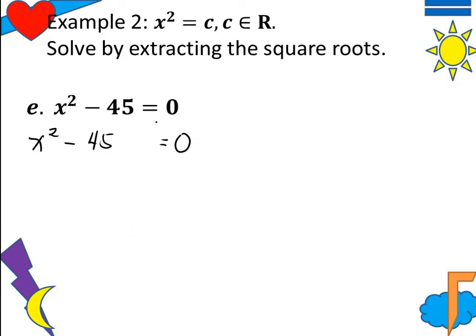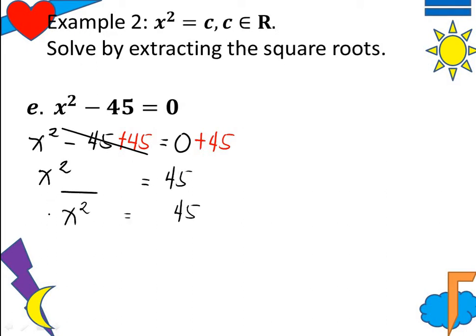Letter E, we have here x squared minus 45 is equal to 0. So step number 1, isolate your constant term. Here, our constant term is 45, and this is minus 45, and its additive inverse is positive 45. We add plus 45 on both sides of our equation. Next, we simplify. We have x squared. Negative 45 plus 45 is equal to 0. 0 plus 45 is 45.